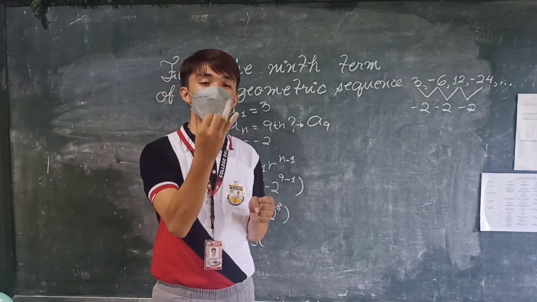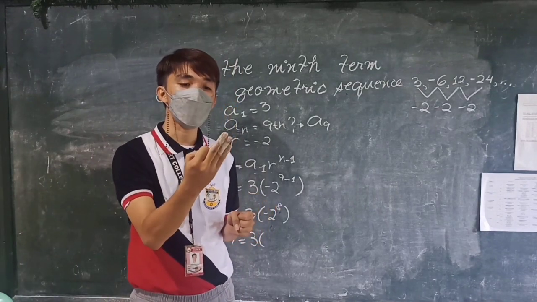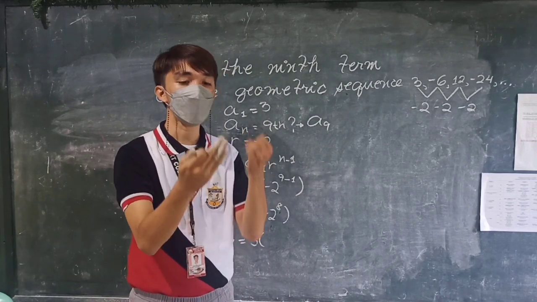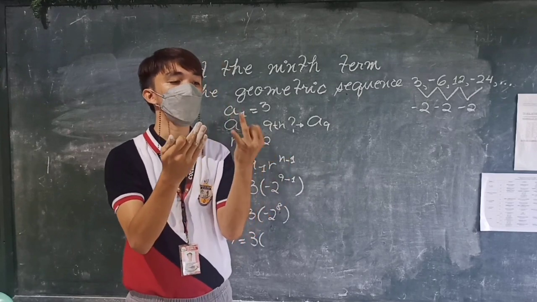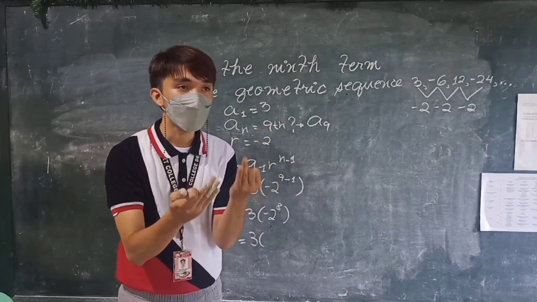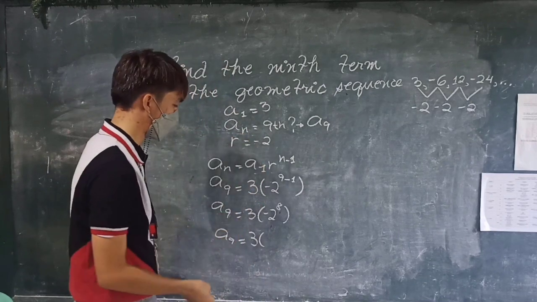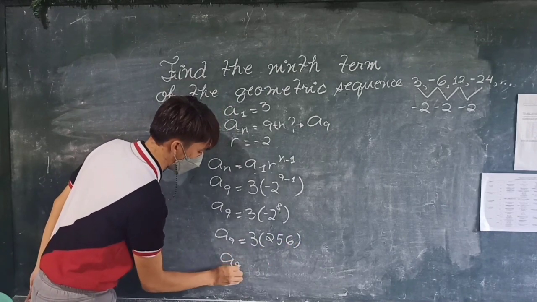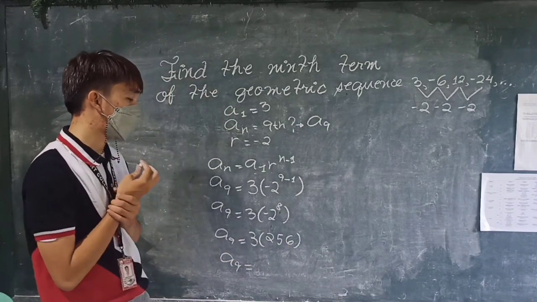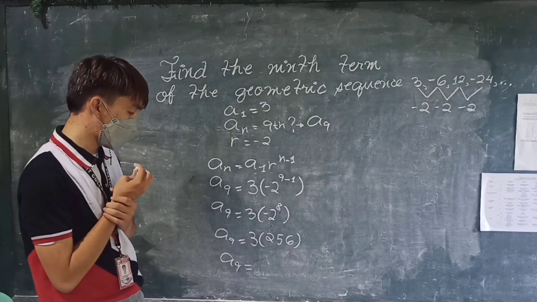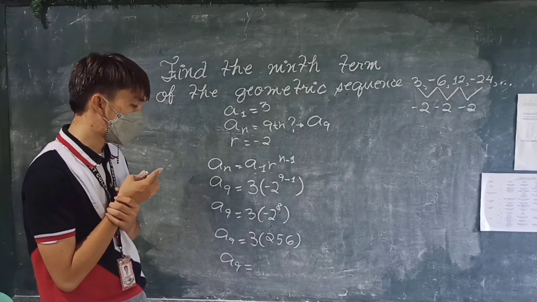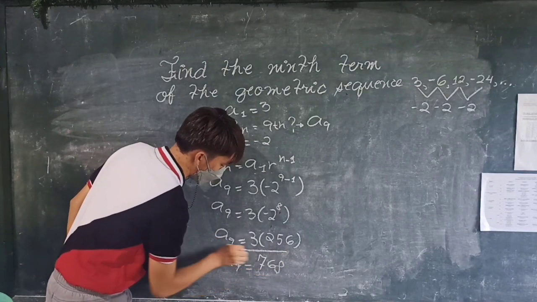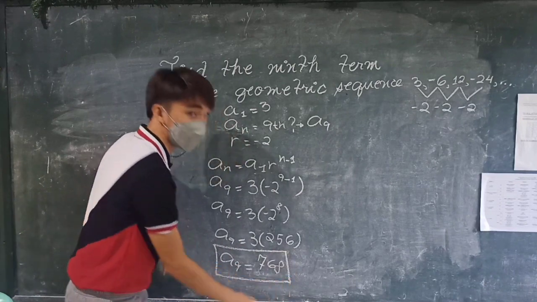We have 2 times 2 equals 4, times 2 equals 8, times 2 equals 16, times 2 equals 32, times 2 equals 64, times 2 equals 128, times 2 equals 256. So we have 256. A sub 9 equals 3 times 256, which is equal to 768. Great. So this is now the 9th term.